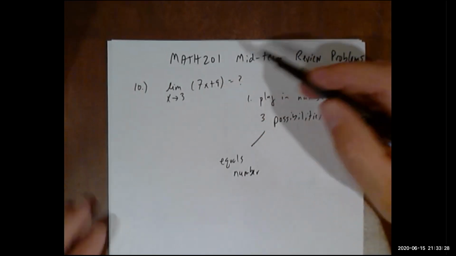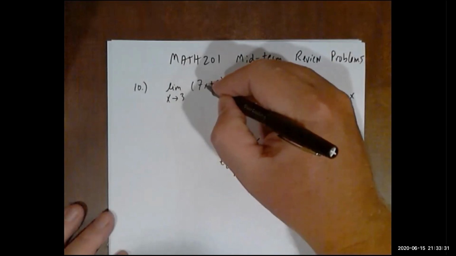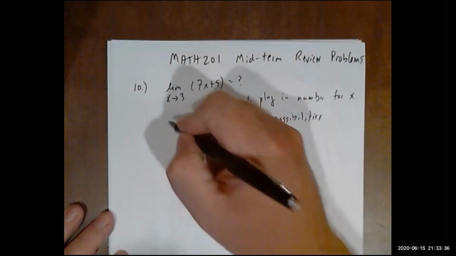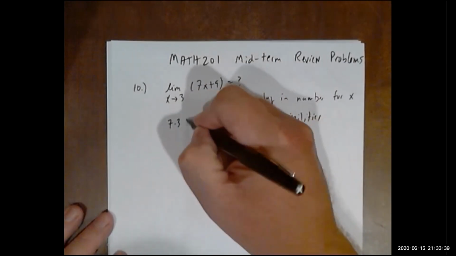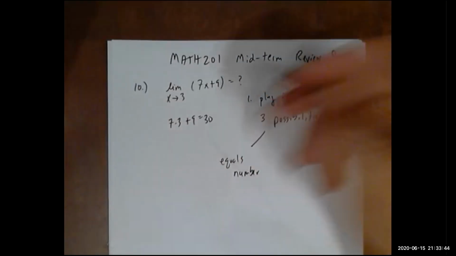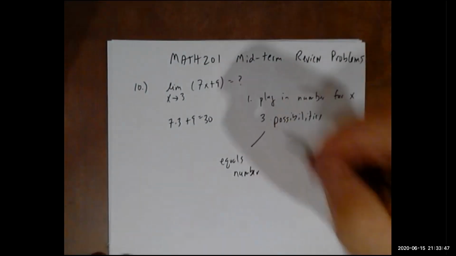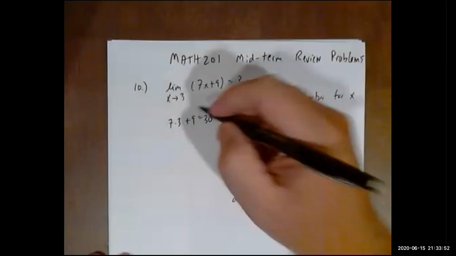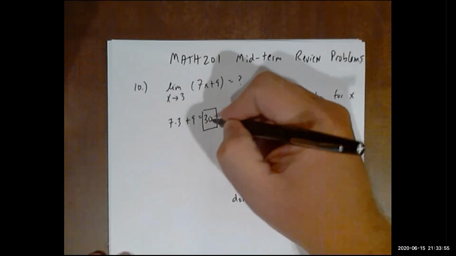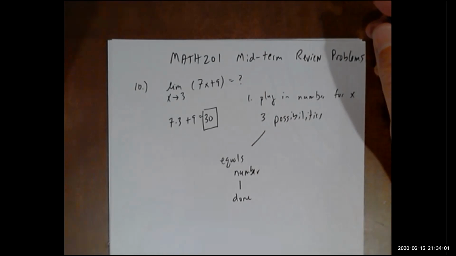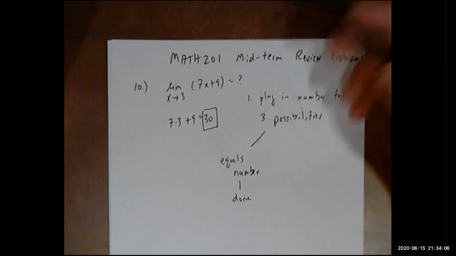When you plug in the number for x in the expression, now when I do this problem in a minute, well, I guess I can do it right now. You plug in 3 for x, and you get 7 times 3 plus 9, 21 plus 9 equals 30. It just equals a number. In that case, you're done. In a minute, I'm going to enter this as the answer, and I hope it should be correct. So you plug in the number for x, the expression equals a number, you're done.